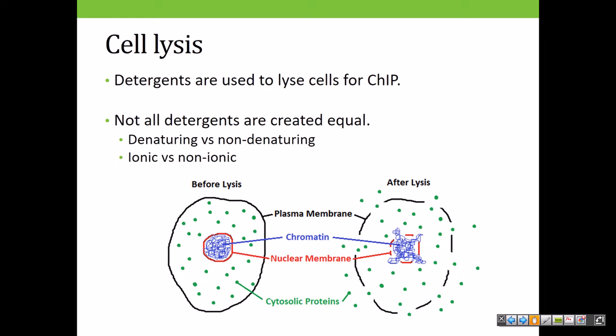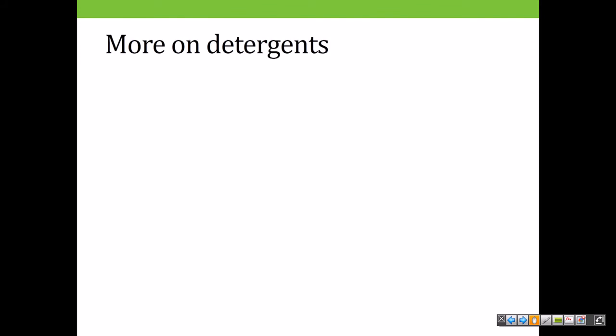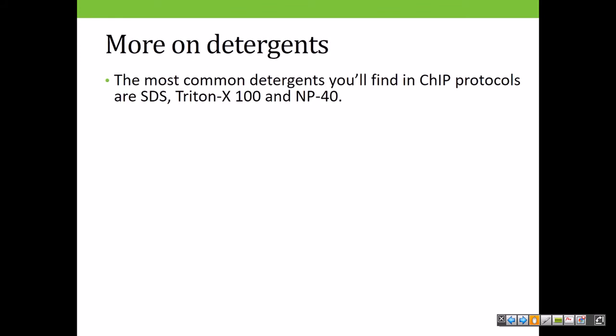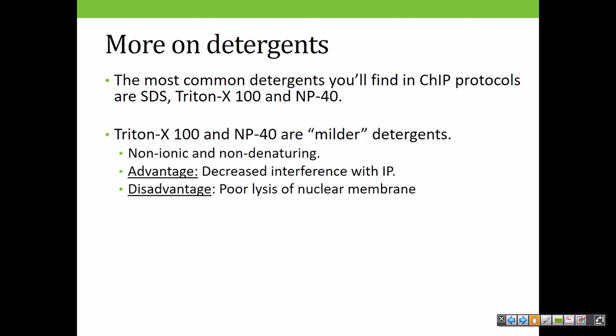Not all detergents are created equal. There are denaturing versus non-denaturing detergents, meaning they're going to interfere with protein-protein interactions, which may not be a bad thing. And then there are ionic versus non-ionic detergents, meaning that some are charged, the ionic, versus not charged at all, the non-ionics. So the most common detergents that I've seen in ChIP protocols are SDS, sodium dodecyl sulfate, Triton X-100, and NP-40, or Nonidet P-40.